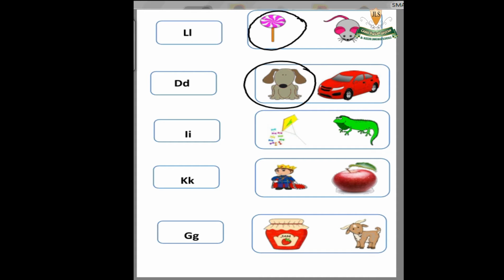What is this letter? Letter I. What is the sound of letter I? I for kite or iguana? Iguana. Excellent. Make a circle. What is this letter? Letter K. What is the sound of letter K? K, K, K. K for king or apple? King. Excellent. Make a circle.